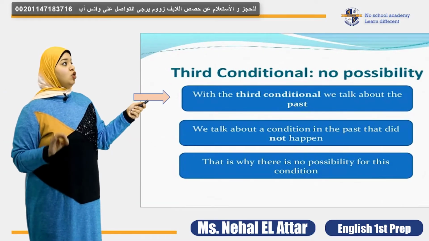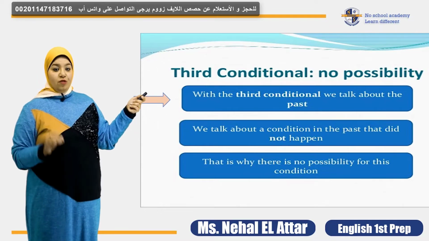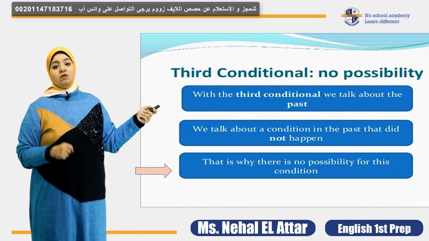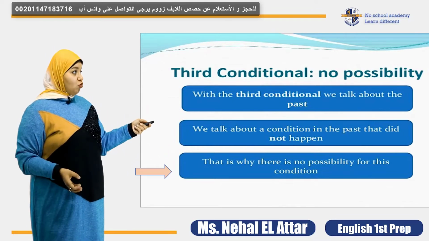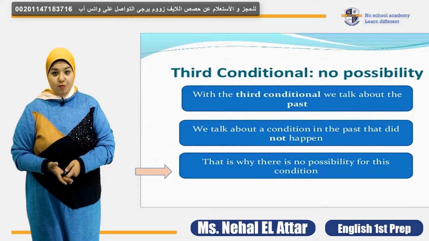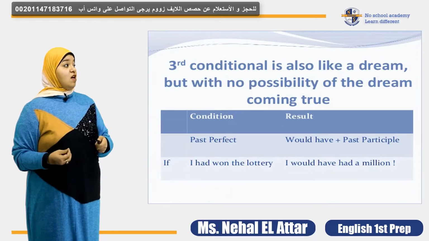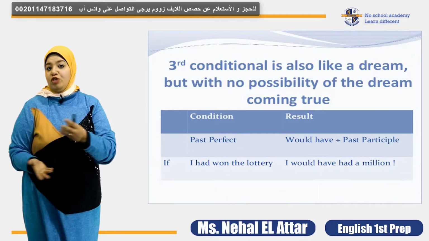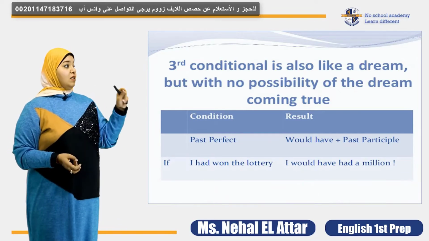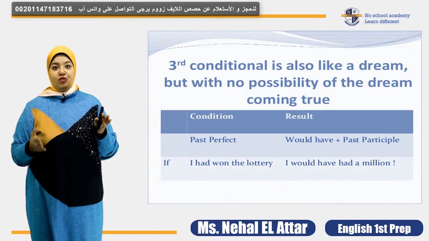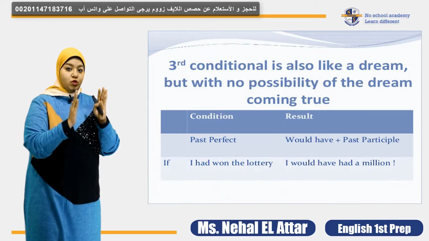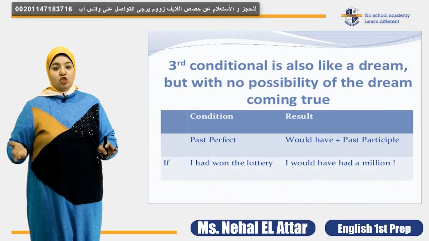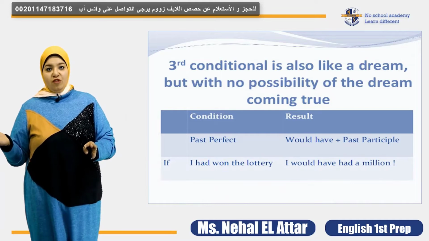With the third conditional, we are using the past. With the third conditional, the condition is not going to happen. It's impossible to happen. We use this for impossible conditions. Third conditional type is like a dream, but actually there is no possibility for the dream to come true. Let's see the two clauses. If you remember, we have the if clause, which is the cause, and the result clause, which is the next part of the sentence.